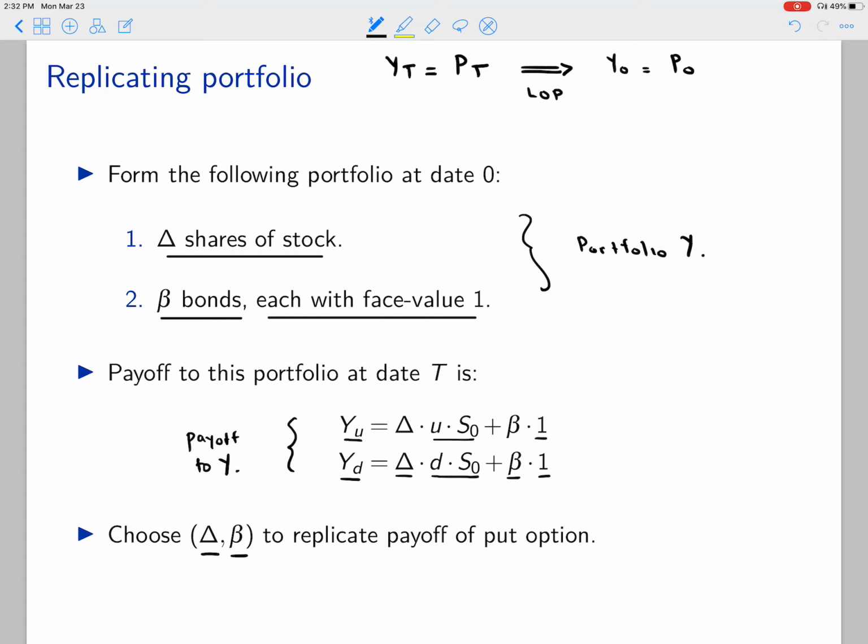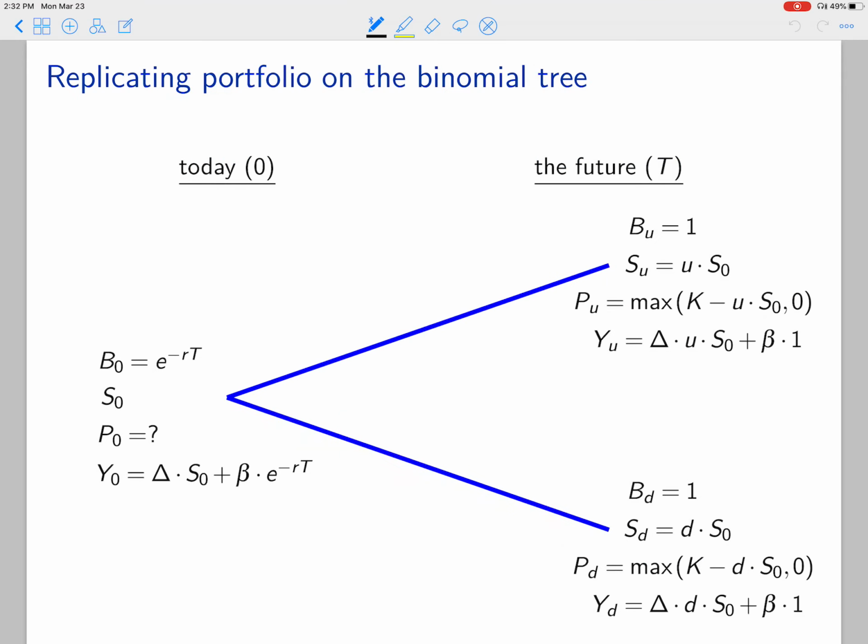Okay, once this is done, then we can come back up here and use the law of one price. This table or graph visualizes what we just talked about. Again, the situation is as follows. There are three assets: the bond, the stock, and the put option. The stock has a random payoff at the later date.